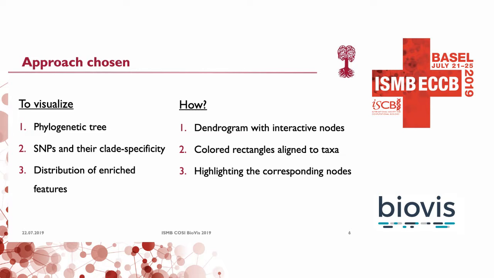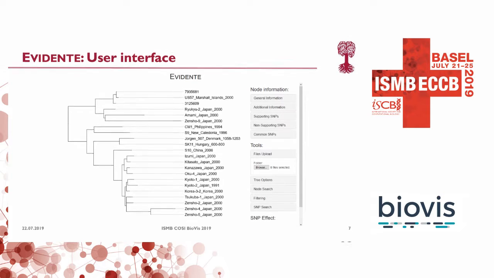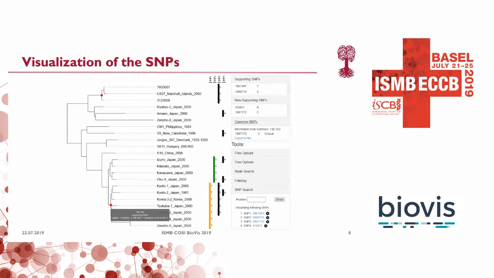This brings us to the main interface of Evidente, which is this one. In the main canvas, we can visualize the phylogenetic tree, and on the right side, we have the further tools or information that Evidente is going to provide the user. One of the first features I would like to discuss is the visualization of the SNPs. As we can see here, we are visualizing two supporting SNPs, since they are colored and also appear only within one clade.